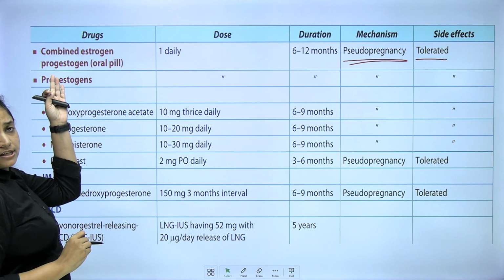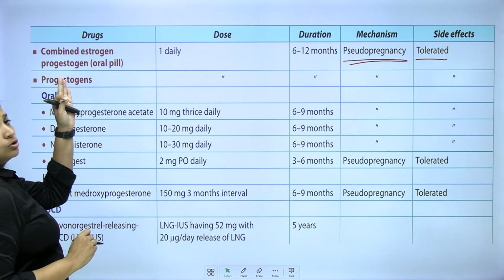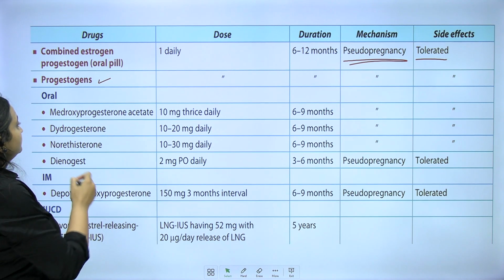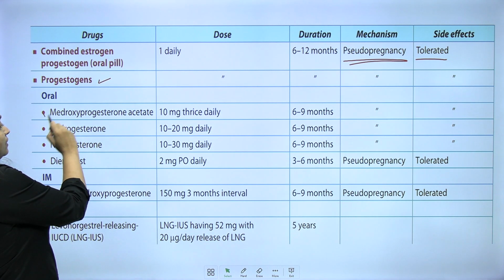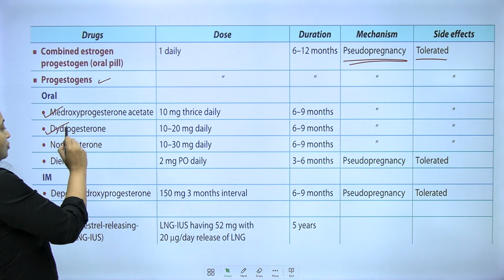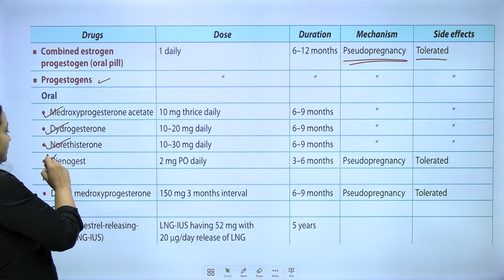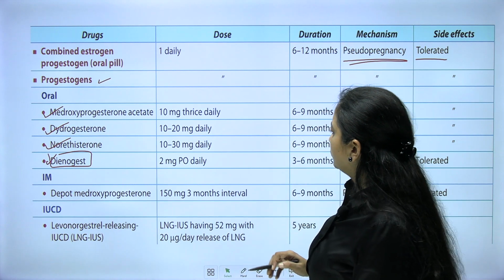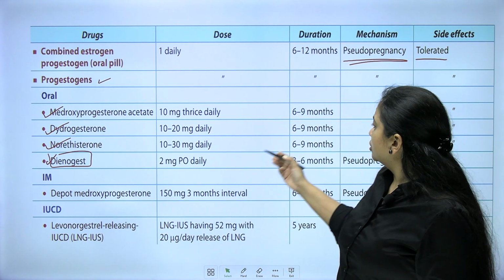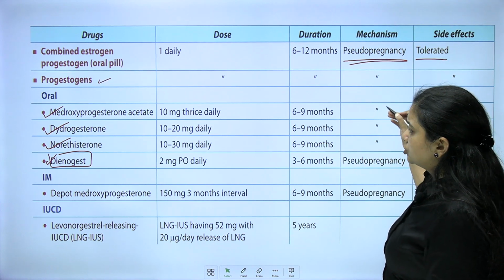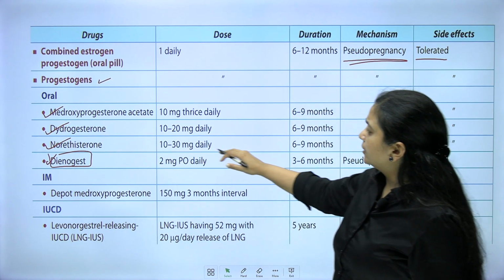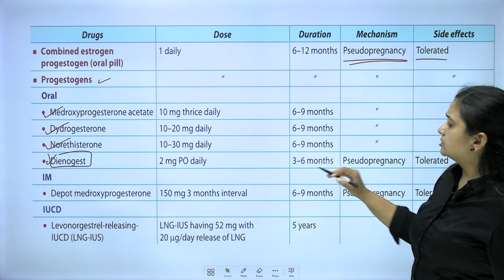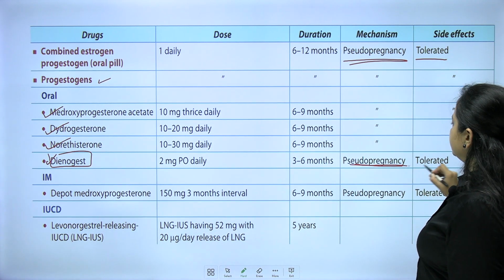So, you can start with COCs in young patients. If the patient is not able to tolerate it, the second line drug is progesterones. Progesterones only, because it does not contain estrogen. We have the option of semi-synthetic ones: medroxyprogesterone acetate, dydrogesterone, norethisterone, Dienogest. Dienogest is a relatively new compound, and it is right now the drug of choice to be used in cases of endometriosis. Given is the dosage schedule, given is the duration, and generally up to norethisterone every drug is creating a state of pseudo pregnancy, and all of them are well tolerated, right? Even Dienogest is also creating a state of pseudo pregnancy.